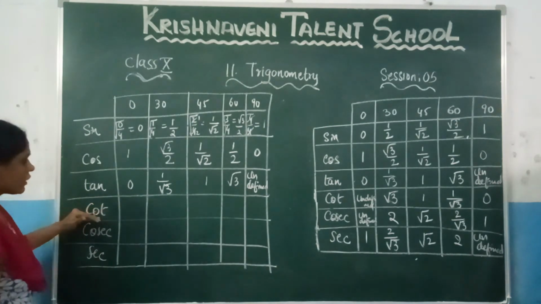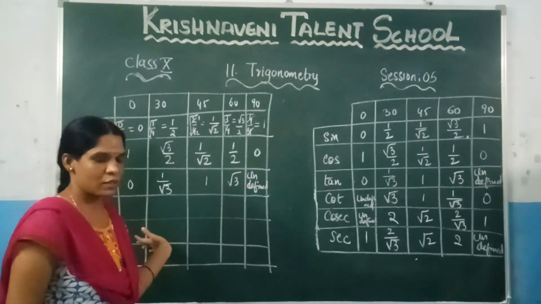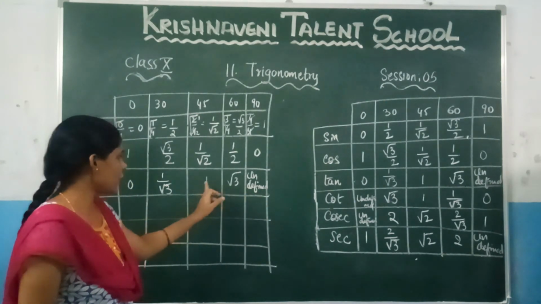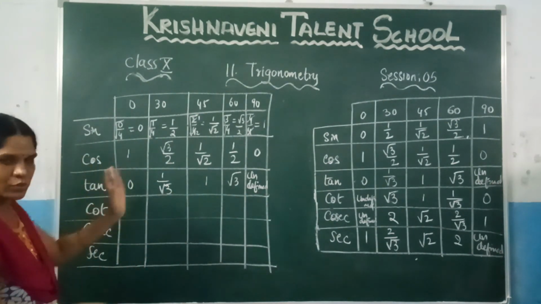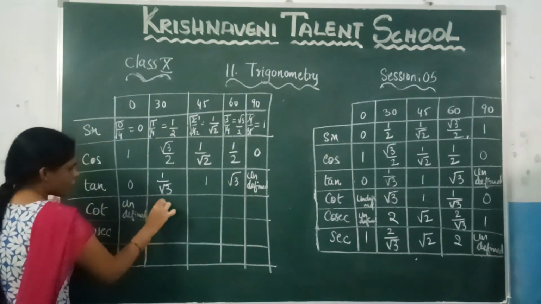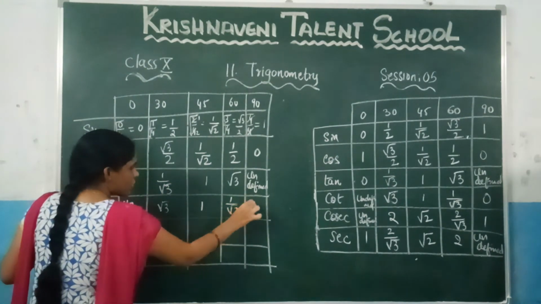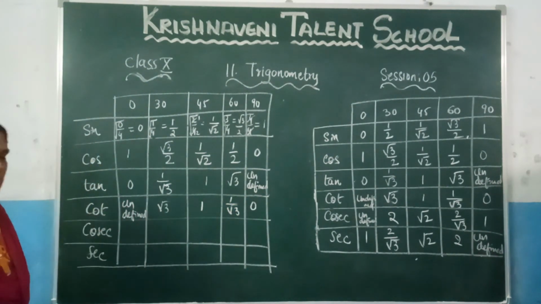Again, if you want to write the value of cot, just write it in a reverse manner, which is undefined, root 3, 1 by root 3, 0. So just write it. This value is undefined and after that the values are root 3, 1 by root 3 and 0. So again we got these values.